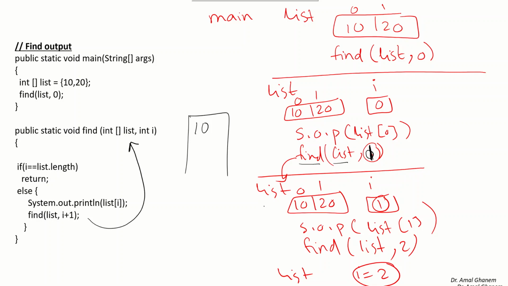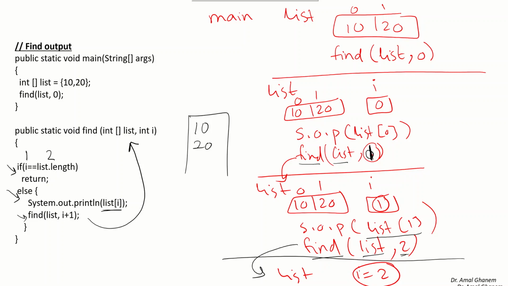Here again I will have my array, which is 10 and 20, and the value of I will be 1. Again, go and check the if statement. Is the value of I the same as the length? The current value is 1, length is 2, they are not equal. We will go to the else part, which outputs the element at location 1, so we will output the value 20. And then go and call the method, sending the array and I plus 1, so it should be 2. So we will go to the last call.